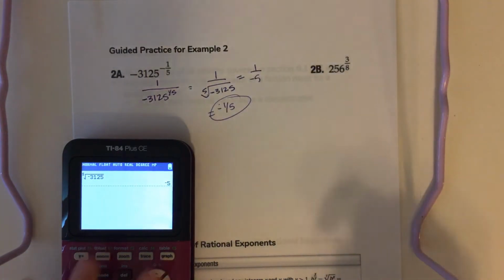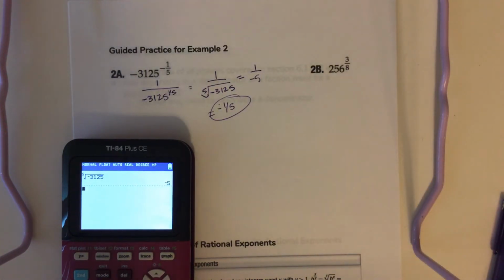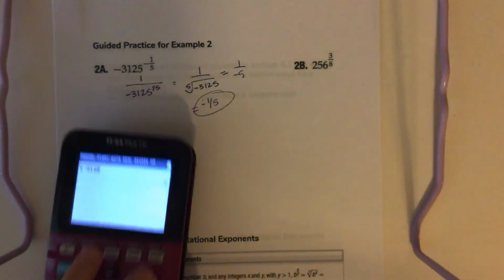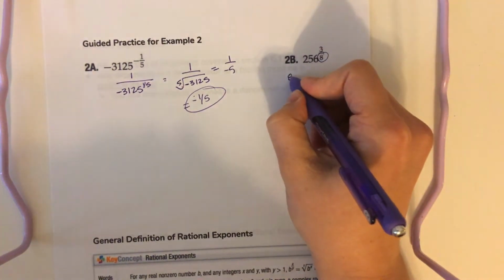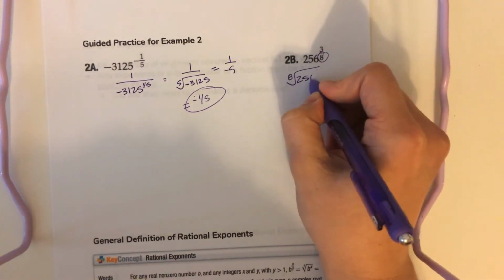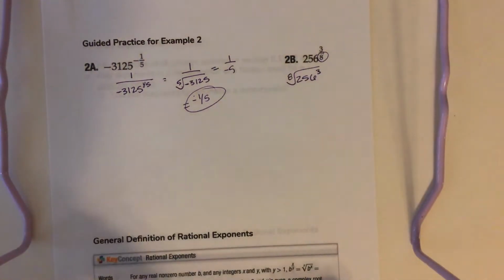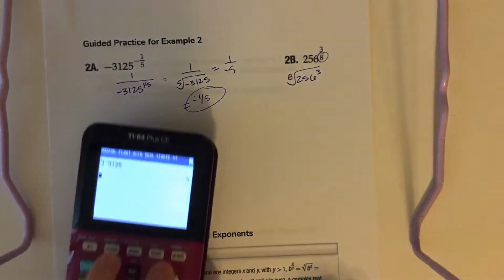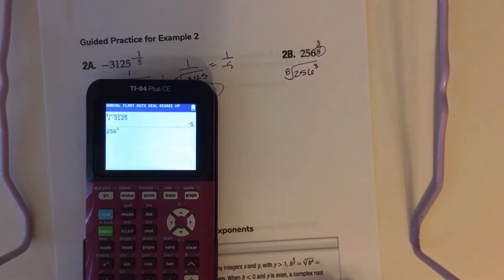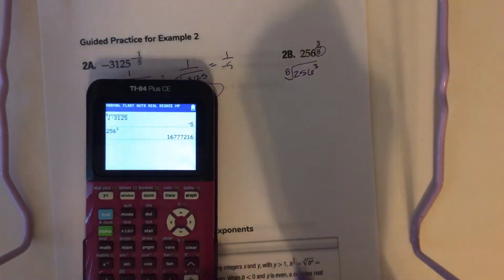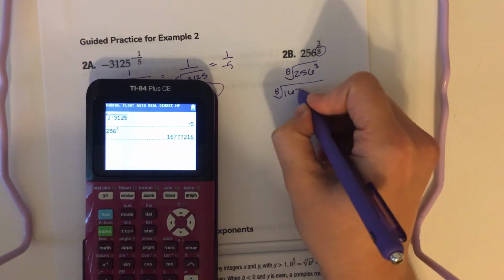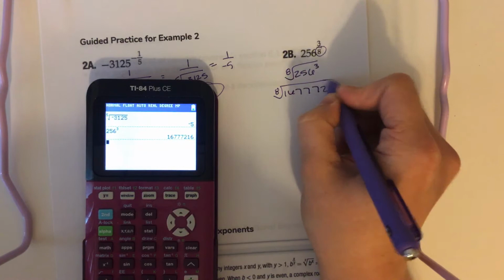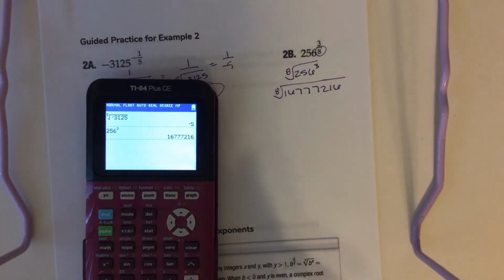So again, sometimes these fractions just make simplifying a little bit easier. Looking at 2b, the 8 is going to go on the outside because it's in the denominator. And then we have 256 cubed. So then figuring out what 256 cubed is, I'll use my calculator here. It's a pretty long number. So we have the 8th root of 16777216. Pretty long number there, but it's all good.